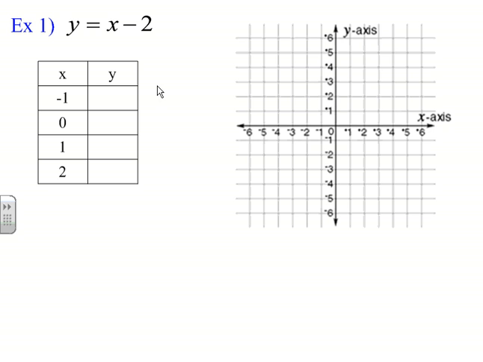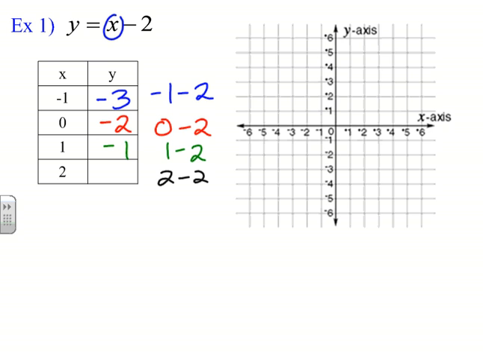So we'll put a -1 in place of the x. We're going to keep replacing here. And -1 minus 2 is -3. Let's put a 0 in this time, and 0 minus 2 is -2. We'll put a 1 in. 1 minus 2 is -1. And let's put a 2 in, and 2 minus 2 is 0.